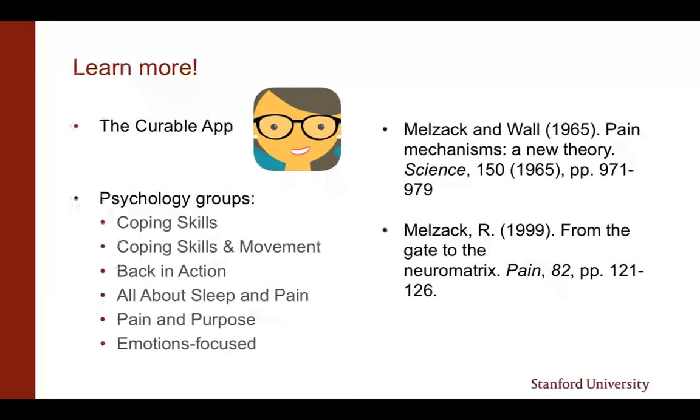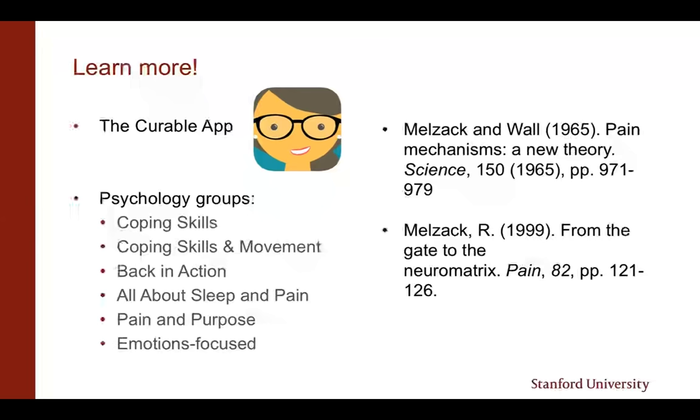Then, if you're interested in getting into group psychology, we have some excellent groups here in our clinic. We have coping skills groups where you learn things like activity pacing, deep breathing skills, and cognitive restructuring skills, challenging thoughts. There's the same group, but it combines with Tai Chi, so you get a movement component. We have a group that addresses both sleep difficulties and pain. So you get both CBT, cognitive behavioral therapy for chronic pain, as well as CBT for insomnia. So if you struggle with both of those things, it's a great way to attack both at once.